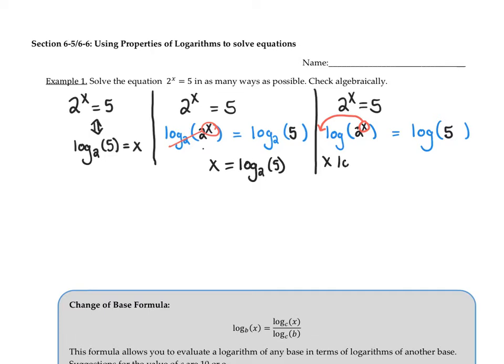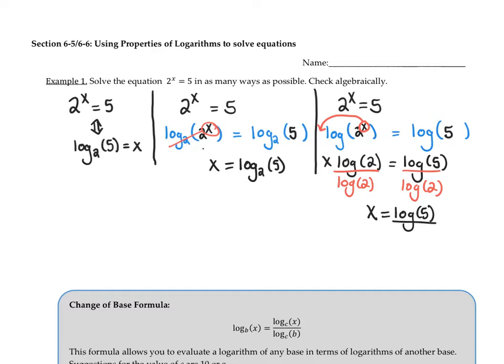So now I have x log of 2 equals log of 5. We're trying to solve for x, so in order to do that I need to divide both sides by the coefficient, which is log of 2. And I get x equals log of 5 divided by log of 2. Now this is the only answer that doesn't quite look the same as the others. So one way that we could compare is we could actually evaluate all of these.